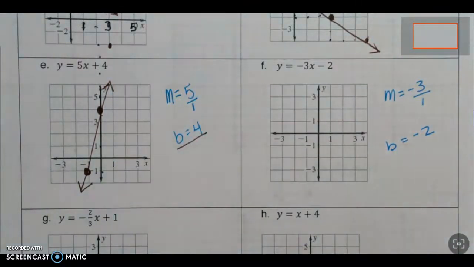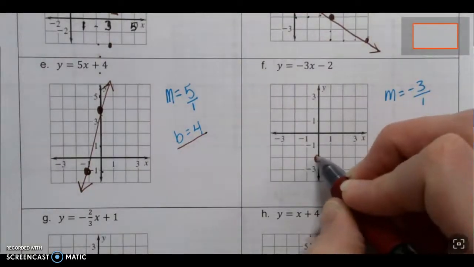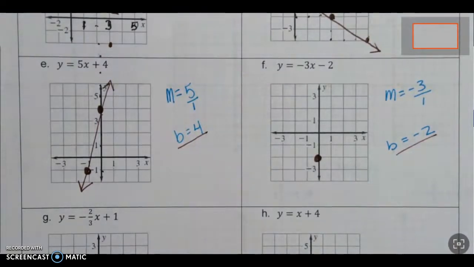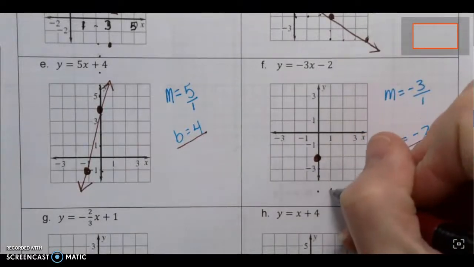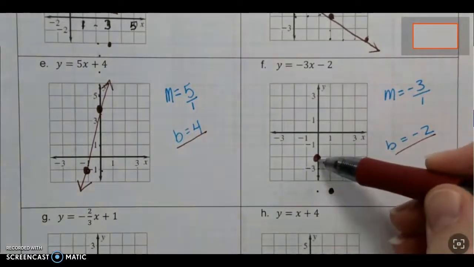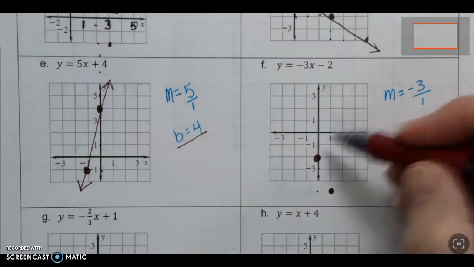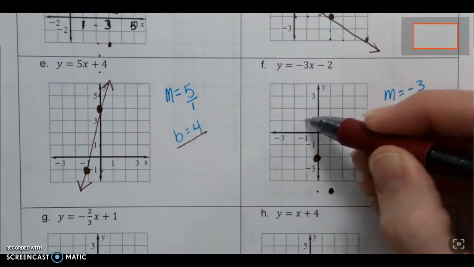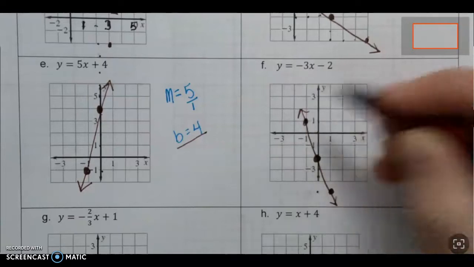Same thing's going to happen over here on the letter F. We'll start at -2. And it wants us to go down 3 and over 1. Now we can get pretty close on this one. So down 3 is 1, 2, 3. To the right 1 would be approximately somewhere, maybe right there. But it's not really good to plot off the graph. So instead of going down and to the right, let's try going up and to the left. So up 3, left 1. And then I know for sure that that is what my line would look like.